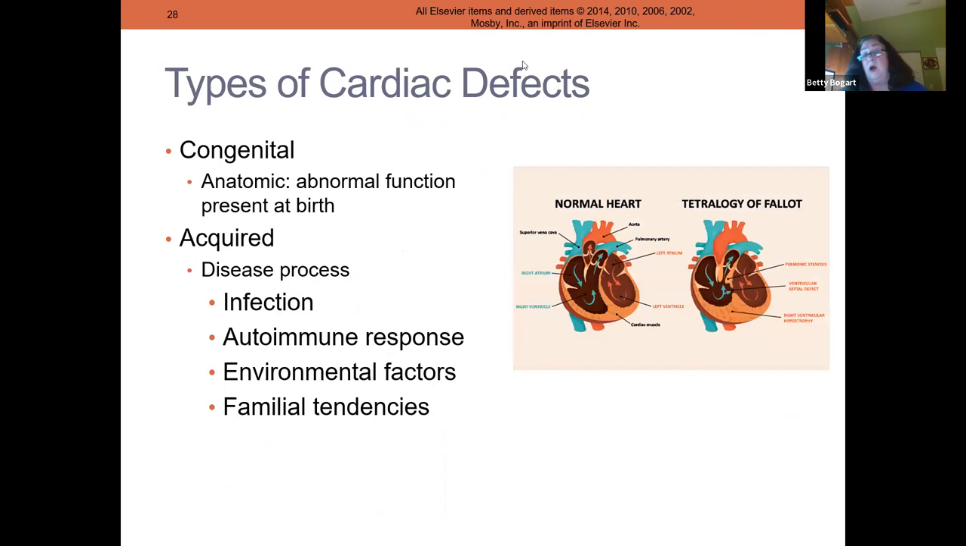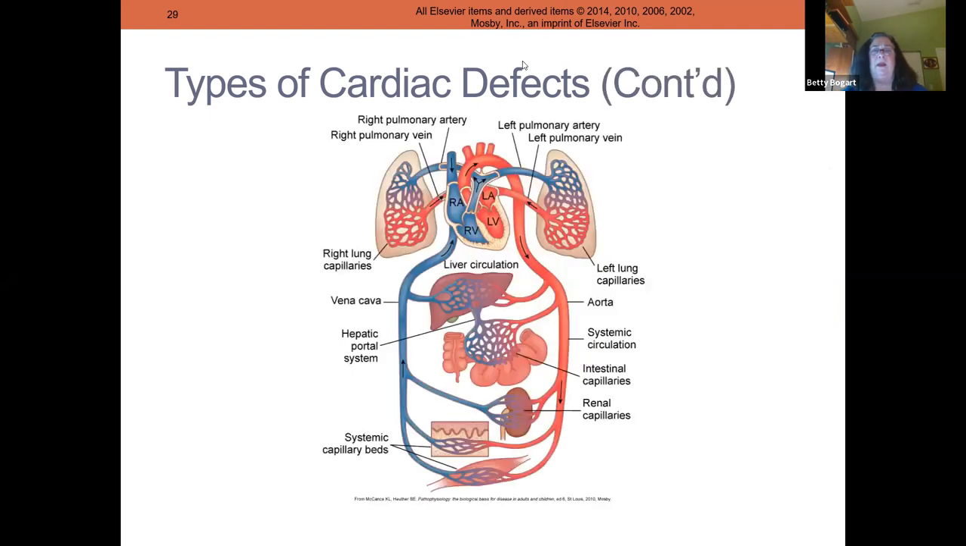There are many. I'm going to go into them. Acquired could be an infection. It could be a viral infection that affects the heart. Autoimmune, well, lupus, right? It affects all organs. It can affect the heart. Environmental, some sort of chemical spill, right? And it could be in the family.